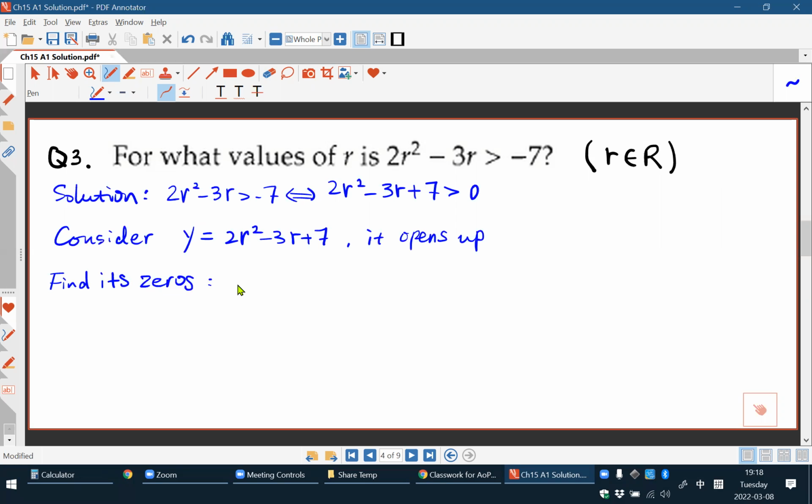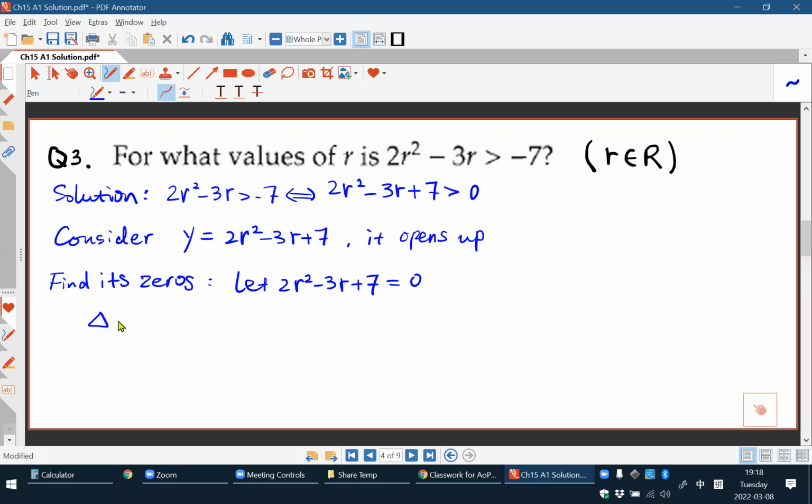To find its zeros, we need to let 2r squared minus 3r plus 7 equal 0, right? And we can use either cross multiplication or the generic way, which is the quadratic formula, right? And I think it's not very easy to factor the left side. So this time let's use the quadratic formula.